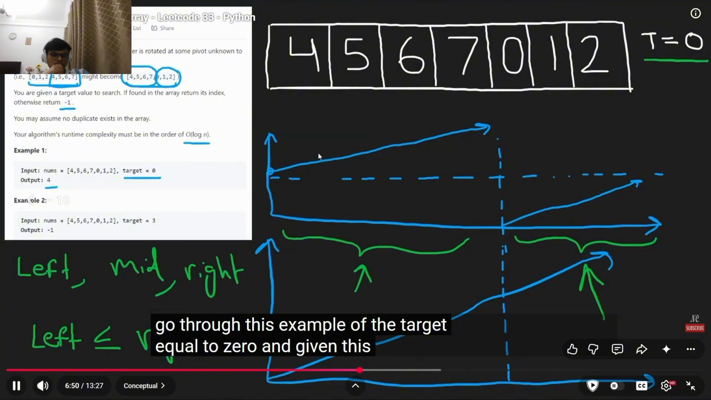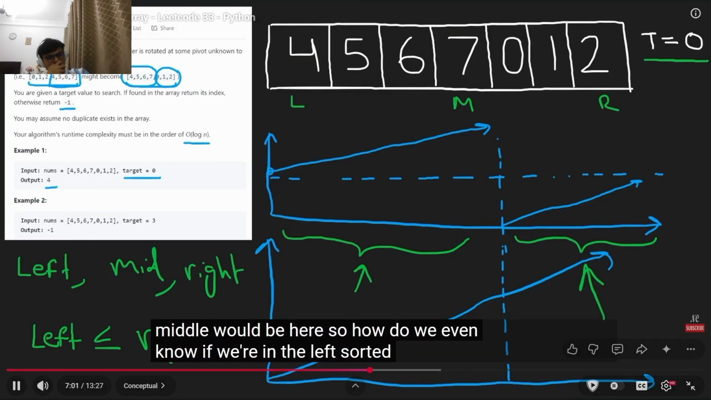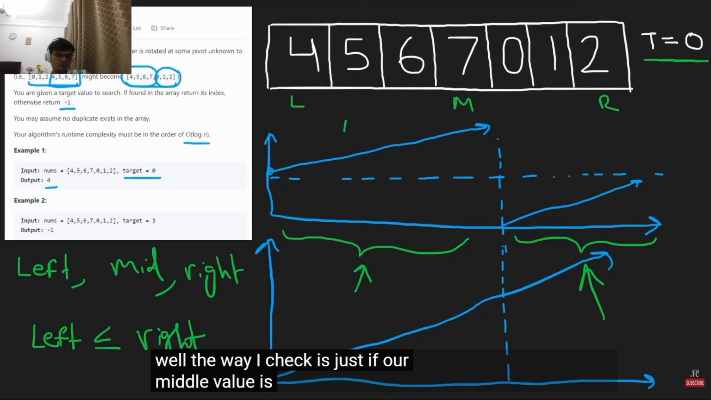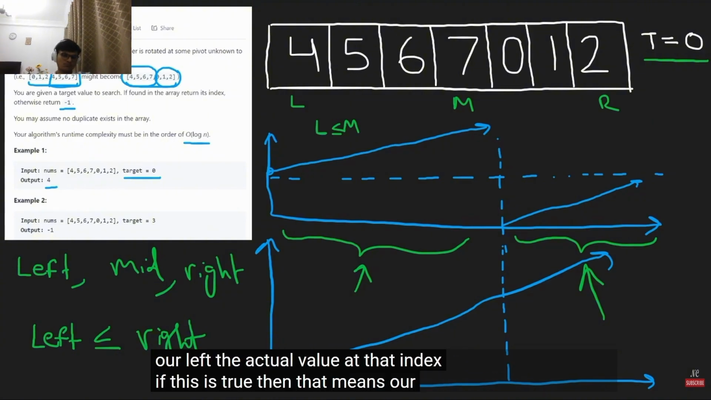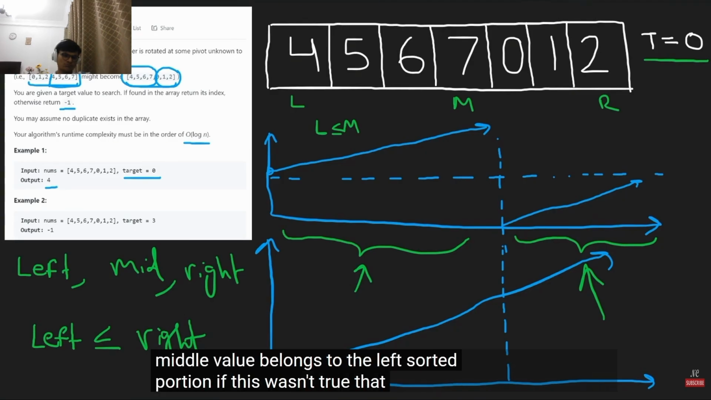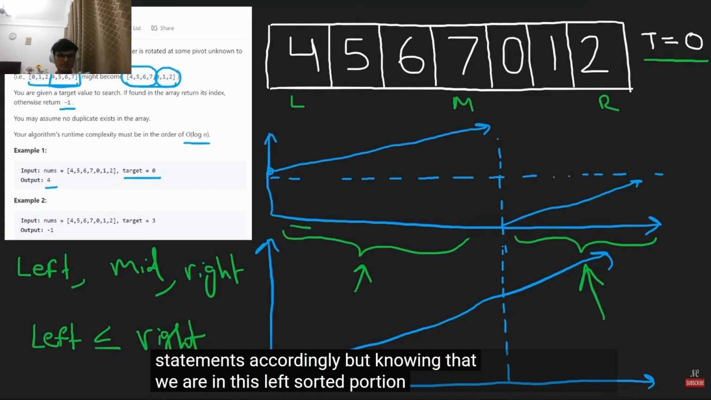Given this input array, our middle would be in the left sorted portion. How do we even know if we're in the left sorted portion or the right sorted portion? Well, the way I check is if our middle value is greater than or equal to our left value, the actual value at that index. If this is true, then our middle value belongs to the left sorted portion. If this wasn't true, that means our middle value is in the right sorted portion, and we would write our if statements accordingly.